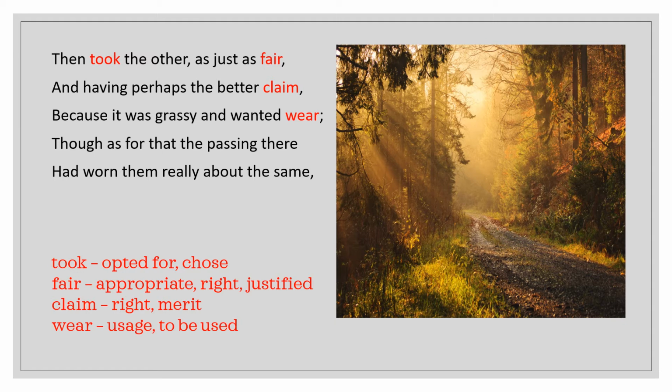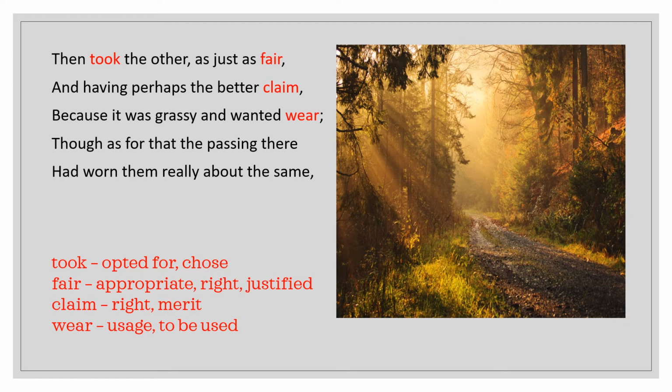Let's understand the literal meaning first and then the symbolic meaning. In the first line, the other stands for the second road. After thinking long and hard about the first road, the poet decides to take the second road, which looks as appropriate and right as the first one. The first road was a beaten track, which means many people had traveled on it as it was easy to walk upon. But the other road seemed to have better claim or right than the first one.